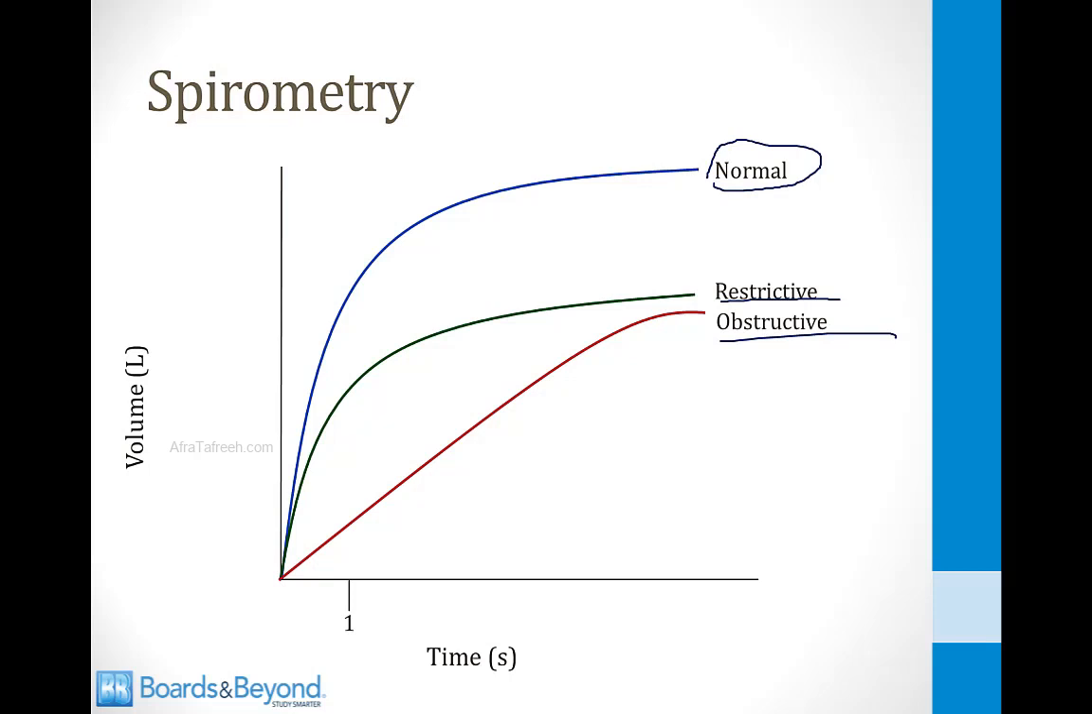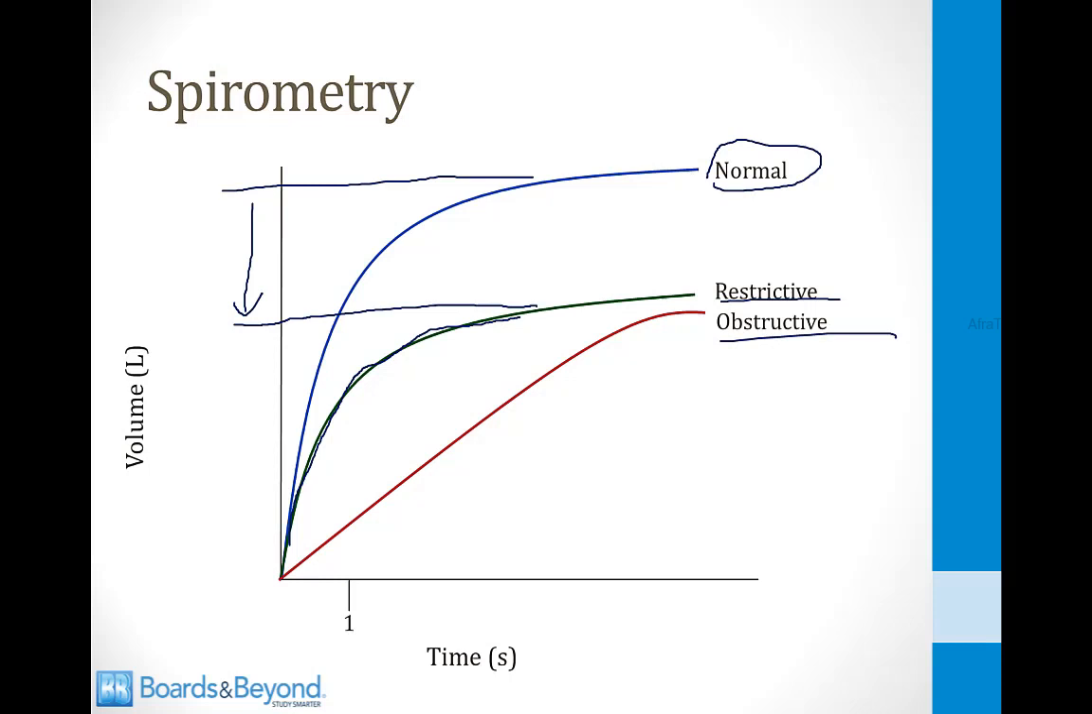Patients with restrictive disease have a normal slope and shape to the spirogram curve. They don't really have a problem with the mechanics of getting the air out. It's just that they couldn't draw in enough air in the beginning, therefore they pushed less air out. And so you can see that the total volume of air pushed out by the restrictive patient is much lower than the total volume of air pushed out by the normal patient. But the shape of the spirogram remains the same.